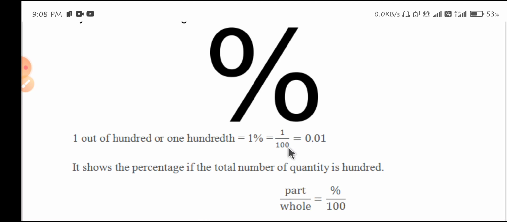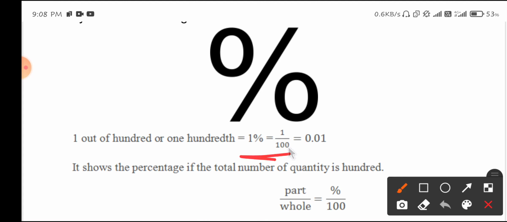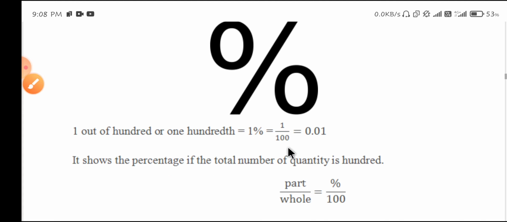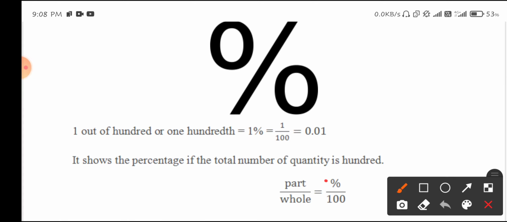As we already did in the fraction chapter or decimal, that 1 upon 100. How many zeros are there? 2 zeros. It can be written as 0.01. It shows the percentage if total number of quantity is 100. So part by 100 is equal to percentage by 100.